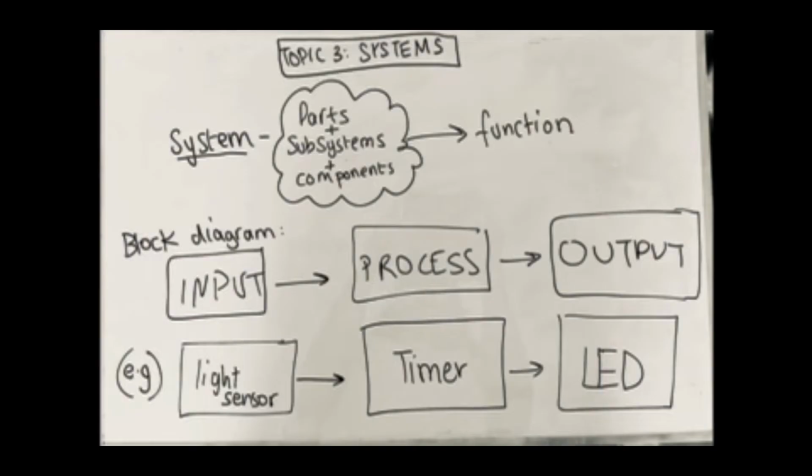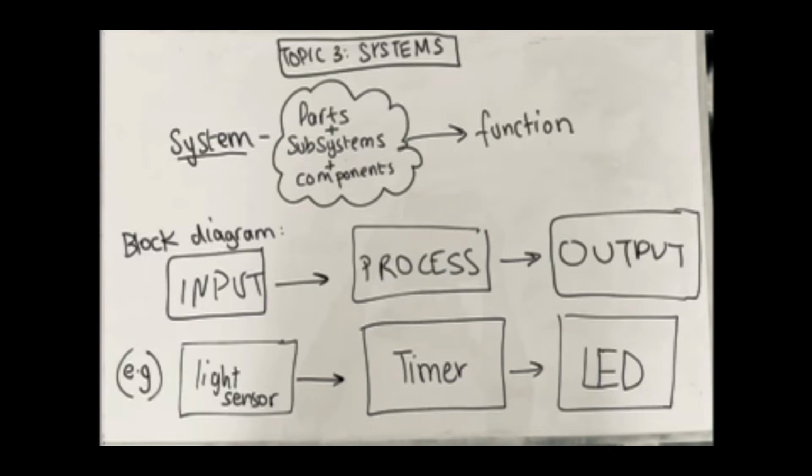This block diagram shows that when it is dark, the light sensor would detect this. It will then convert this signal into a signal that the processor, the timer, would understand. And in this case, the timer is a subsystem. The timer will then turn on the LED for a set period of time, outputting its process to the output, the LED.